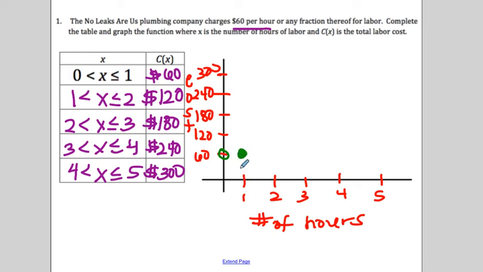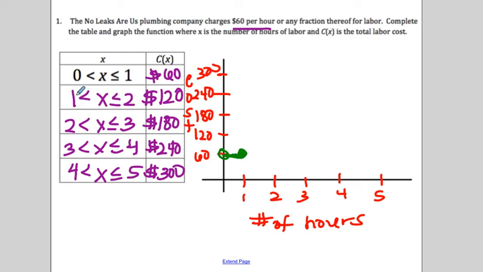If they come out to your house for a half an hour, how much do they charge you? $60. If they come out for 45 minutes, it's still going to cost you $60. So that's why there's this little line in between. Anywhere in between 0 and 1 hour, they're charging you $60. Now I'm moving on. Hour 1. Okay, still getting charged 60, but I have to make my steps.